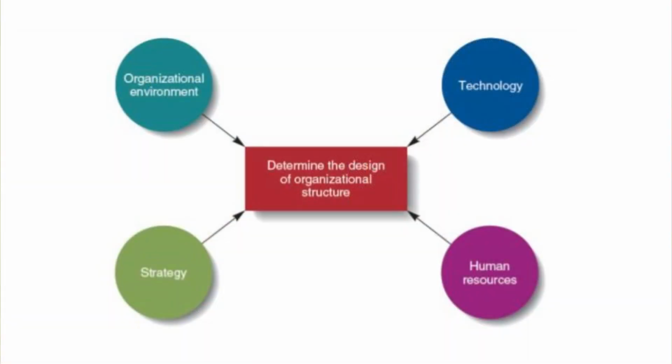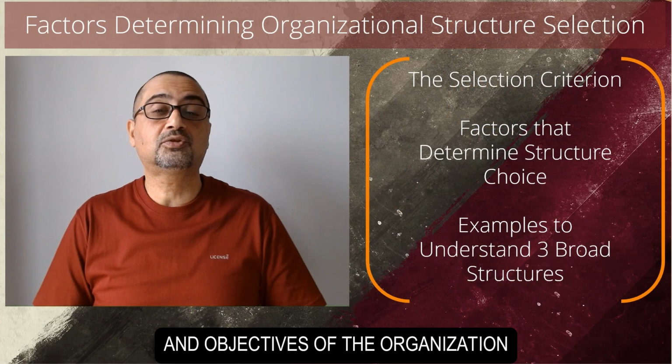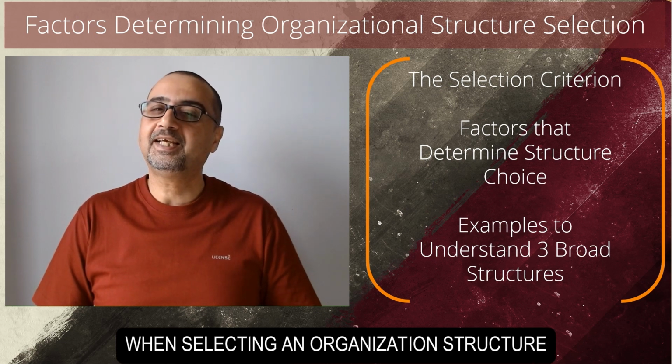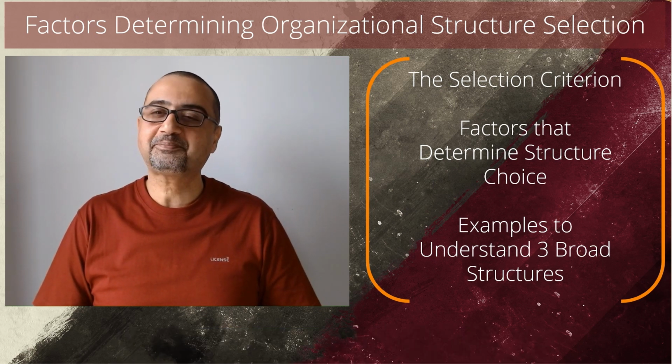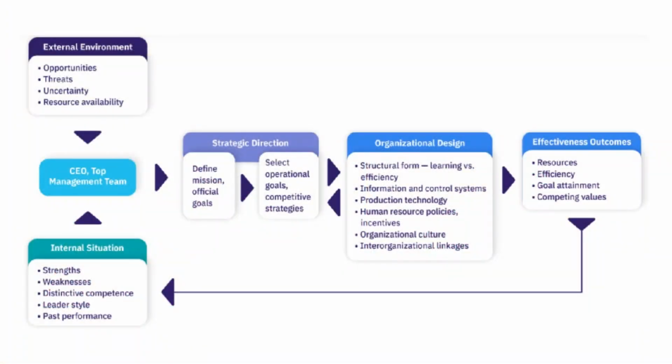There are several factors that can influence the selection of an organization structure. They include size of the organization, nature of the work, culture and values of the organization, external factors such as competitive environment, regulatory requirements, strategic goals and objectives of the organization should also be considered when selecting an organization structure. The structure should support the achievement of the organization's overall goals and objectives.